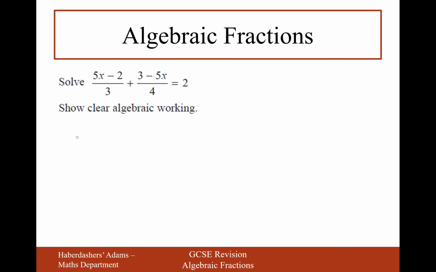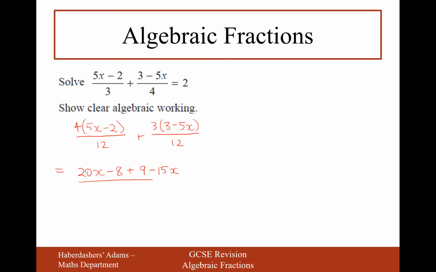Okay, so with this question here, we need to make it a common denominator of 12 for both fractions. On the first one, we need to multiply by 4, so it'd be 4 lots of 5x minus 2. And on the second one, we need to multiply by 3, 3 lots of 3 minus 5x. And then we'll expand the brackets, so that'd be 20x minus 8 plus 9 minus 15x over 12. And then let's simplify this, that'll make it 5x plus 1 over 12.